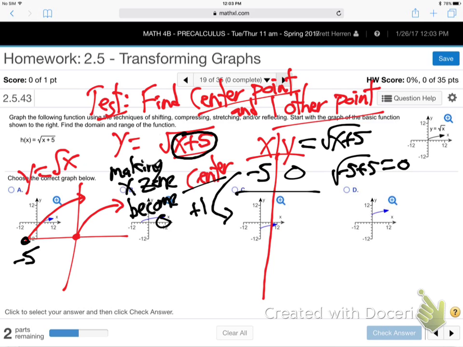So really track with this. This is going to be the best thing for you. Find the center point. Find one other point. How do you find the other? Add one. Just add one to whatever that first x was. That'll always work with one exception, which I'll show you in a few minutes.